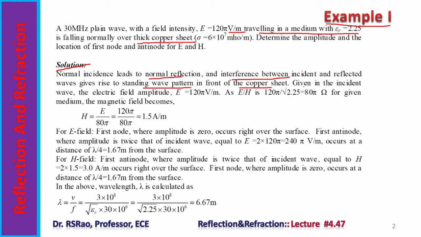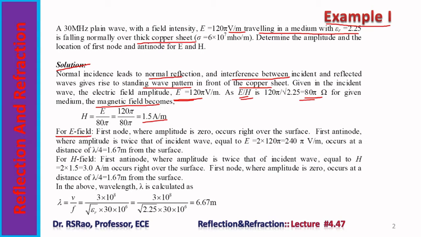Given that in the incident wave the electric field amplitude E is 120 pi volts per meter. But E by H, in the plane wave, is eta. Eta is 120 pi by root epsilon r. Epsilon r is 2.25, so E by H in the present case is 80 pi ohms. Therefore, H is E by 80 pi. It is 1.5 amperes per meter.